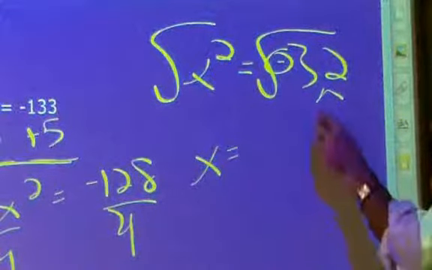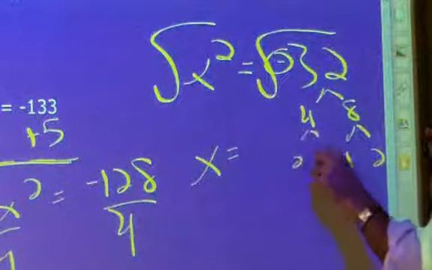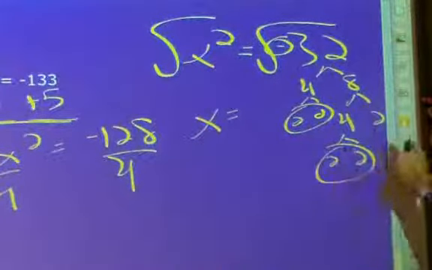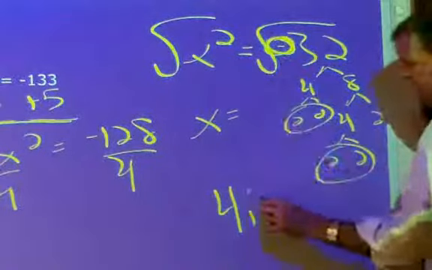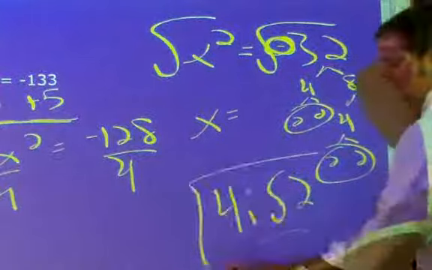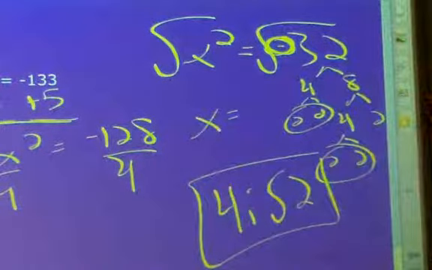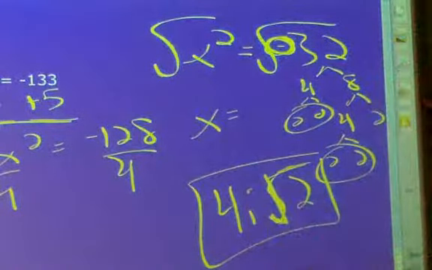Most of us would say what? 4 and 8. And they would say 4 and 2, and 2 and 2, and 2 and 2. So I got 4i root 2. Okay. x equals 4i square root 2.